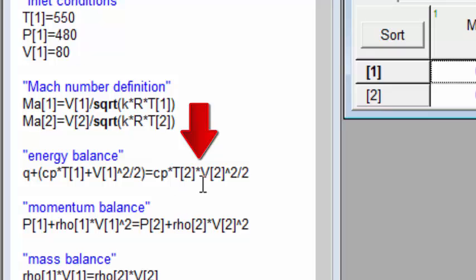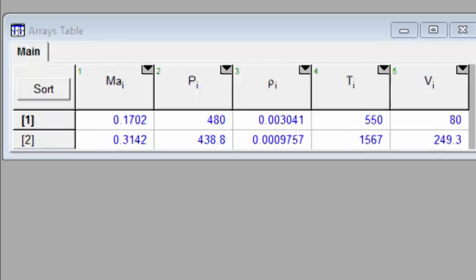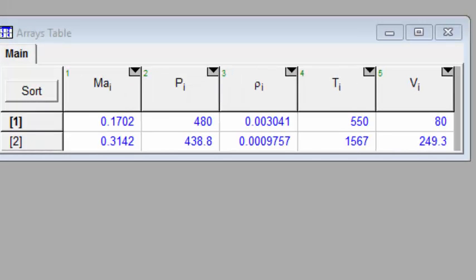Oops, I have a typo in my energy balance. If you look at my energy balance there, I've unfortunately got a multiplication sign instead of a plus sign. So let me go ahead and fix that. There's the plus. Let's solve this now and see what we get. Okay, this makes more sense now. If I look at my outlet temperature, an outlet temperature of 1567, that's something that makes more sense and actually agrees with the example problem.